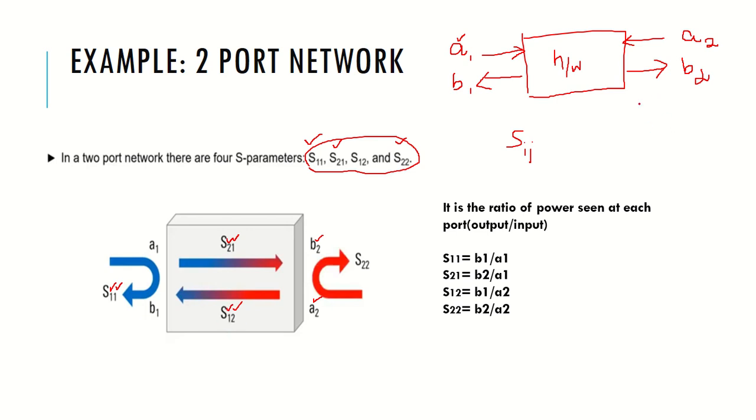So to be clear, j represents your input port and i represents the particular output port. So S12 means at port 2 I am giving a particular input, and at port 1 I am measuring what is your required output.